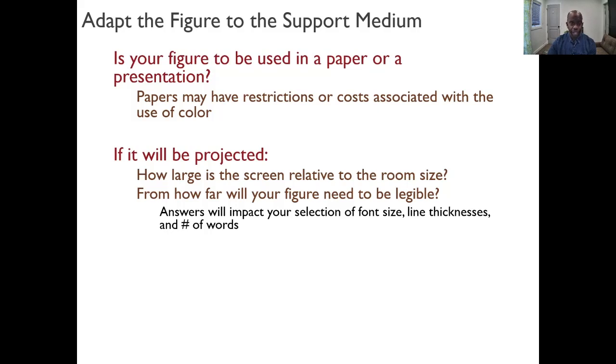Now, if your figure is going to be projected on a screen, you want to have some sense of how large the screen will be relative to the room, right? So if I have a laptop and I'm trying to show just my laptop screen to a room of 100 people, the figure needs to take up most of the screen, right? The font needs to be really huge so people can see it. Conversely, if I have a screen that's the size of the room and there are only 15 people and the room is small, then they'll be able to see much more detail on the screen. Okay. So this information should really affect the font sizes you use, line thicknesses, number of words, and so on.